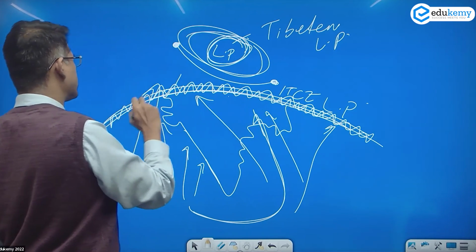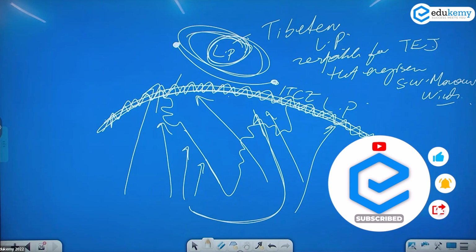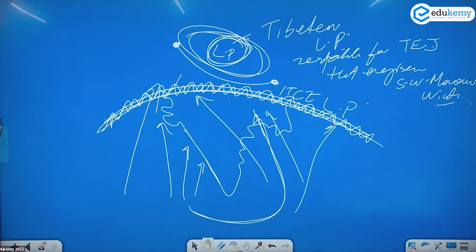The six influences on Indian monsoons. So keep drawing, keep sketching. You'll have a pictorial idea कहाँ पर क्या है, and that is good enough.